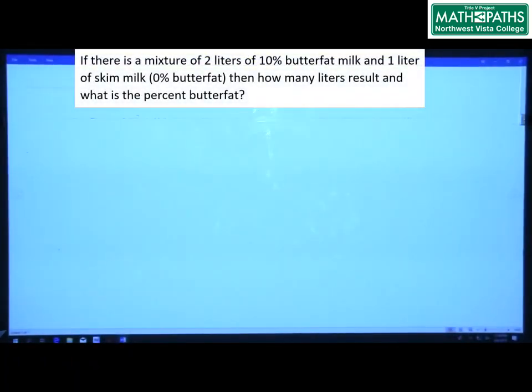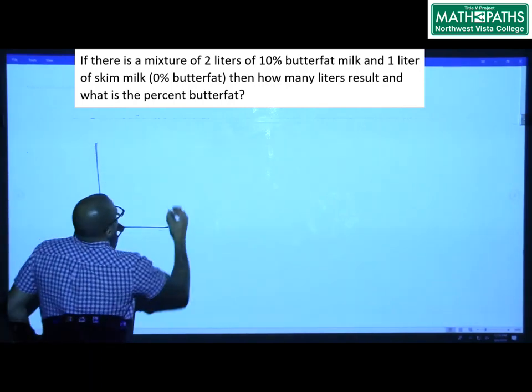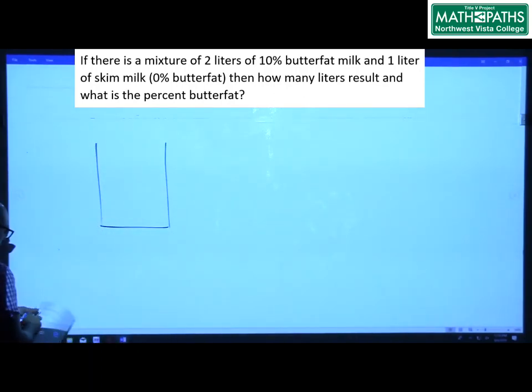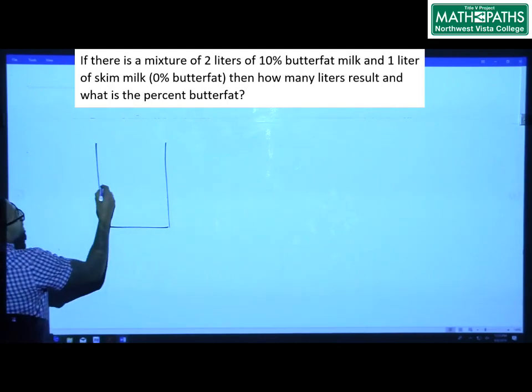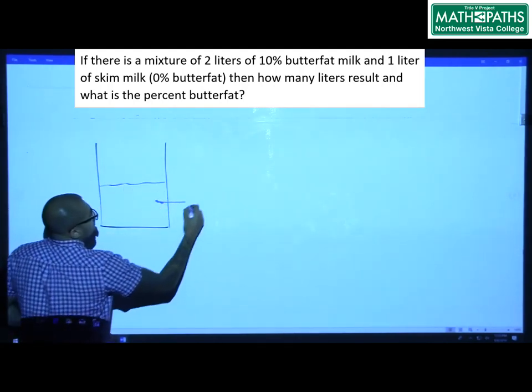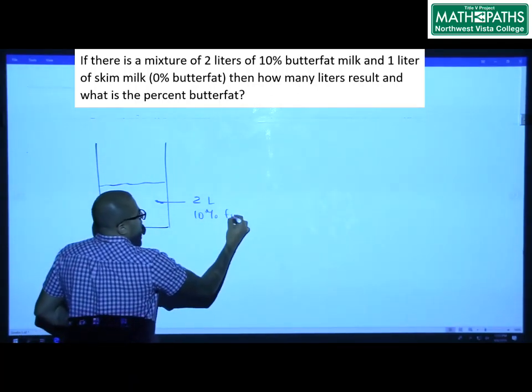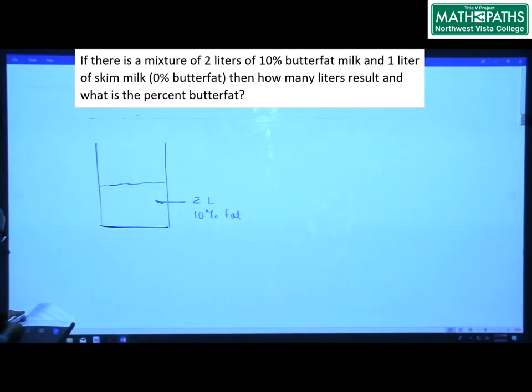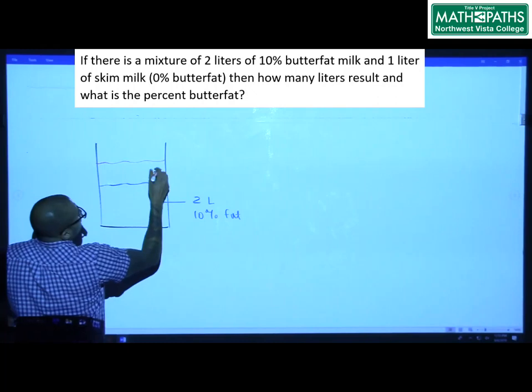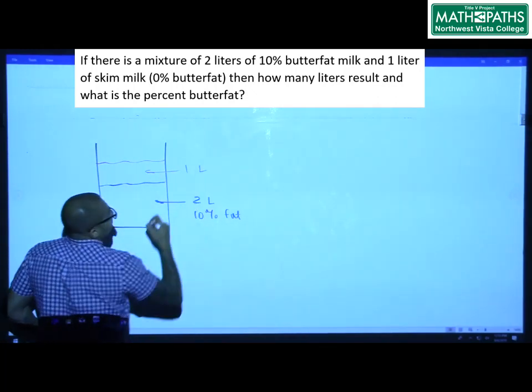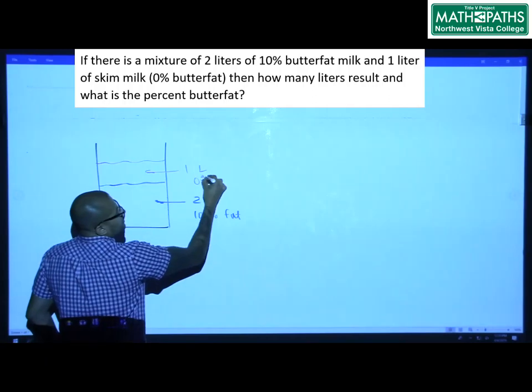Okay, the next question says, if there is a mixture of 2 liters of 10% butterfat milk and 1 liter of skim milk, which is 0% butterfat, how many liters result and what is the percent butterfat? So let's draw a diagram of what's going on here. Here's our container with all the milk. So first we're going to start with 2 liters of milk, and this is 10% fat. And then to that we're going to add 1 liter of milk. So this is the 1 liter of skim milk, and skim milk has 0% fat.